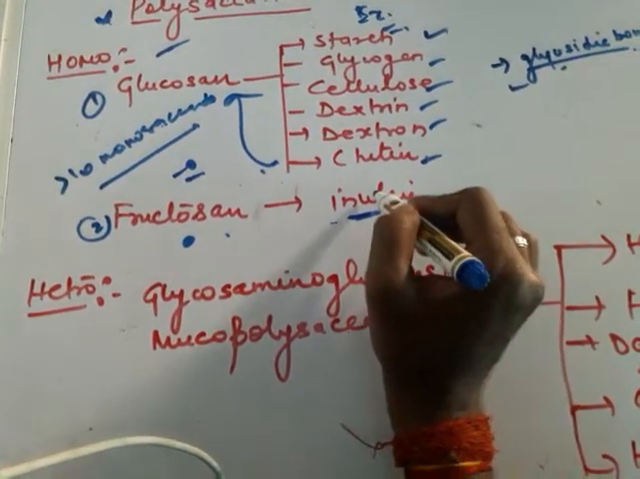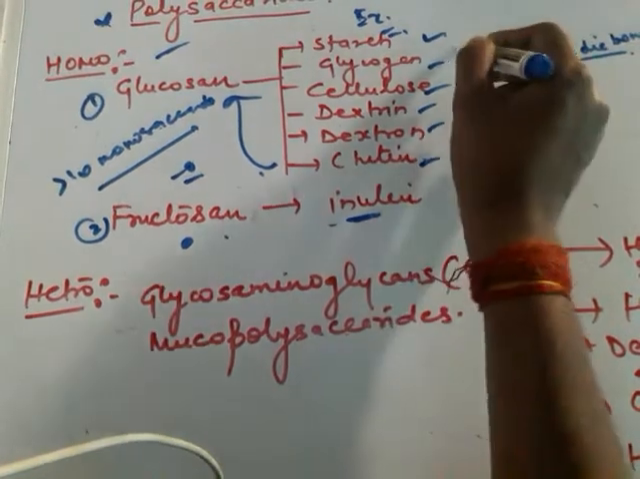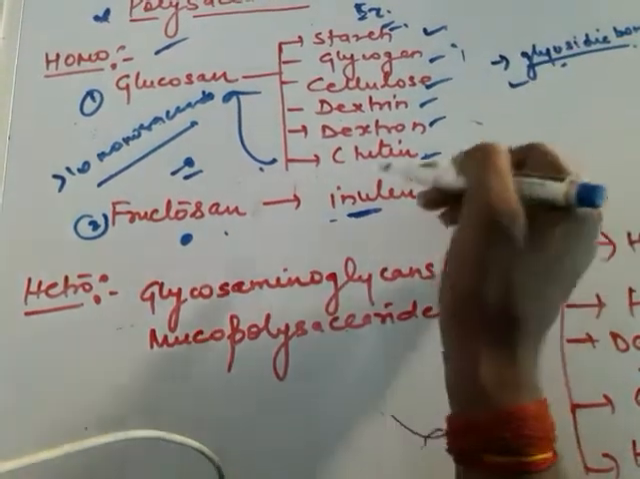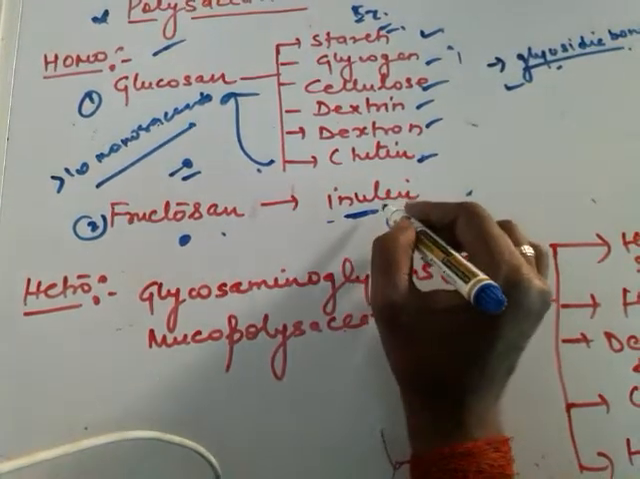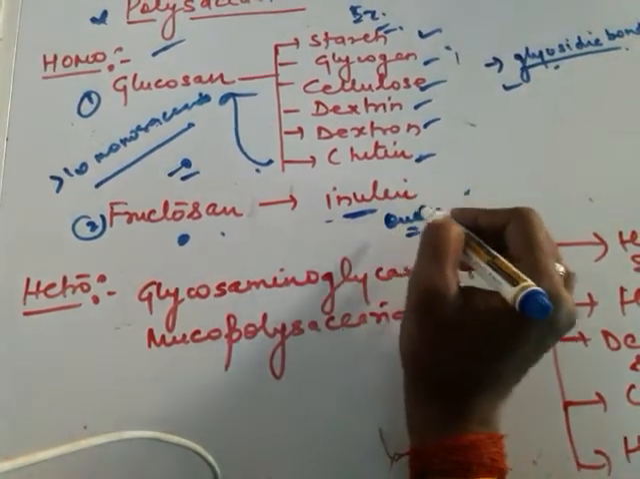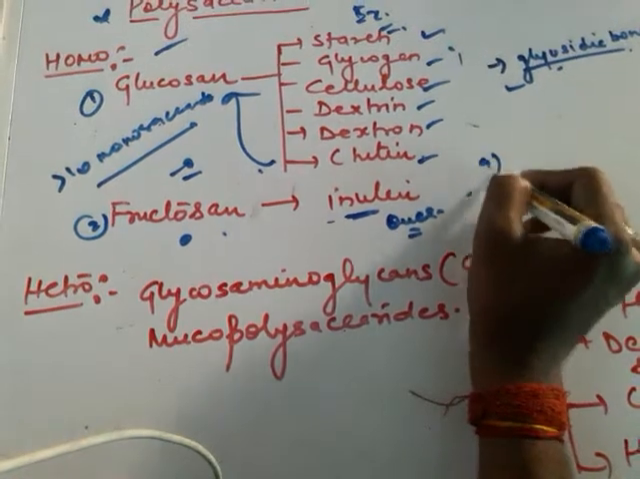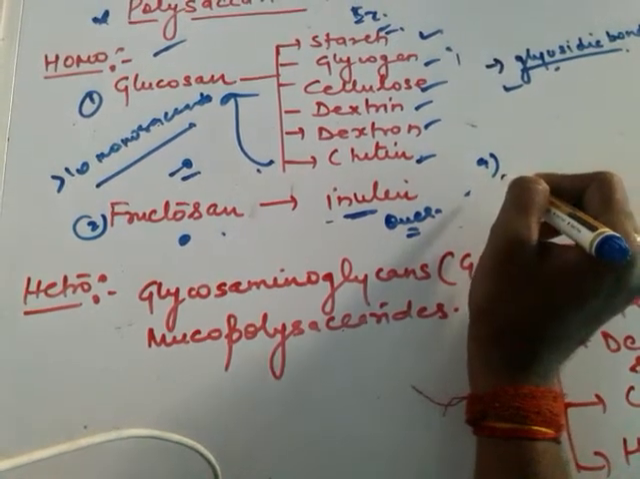So a question can arise from this part. Suppose a question is asked in scientific exams like: which is the example of fructosan? Four options will be mentioned there, and you will choose the correct one.